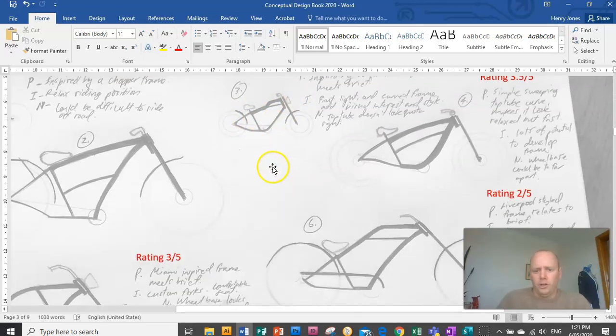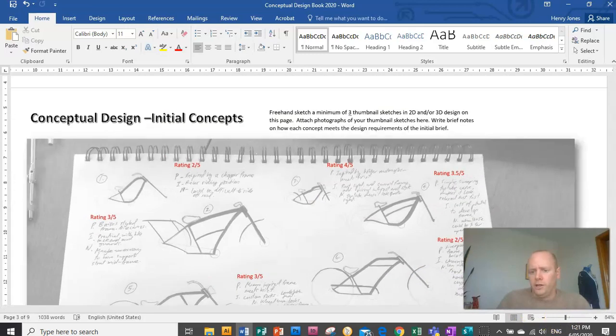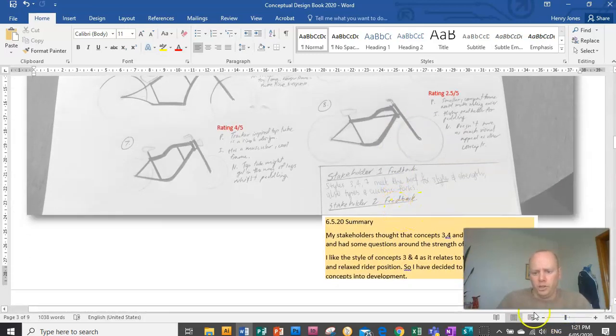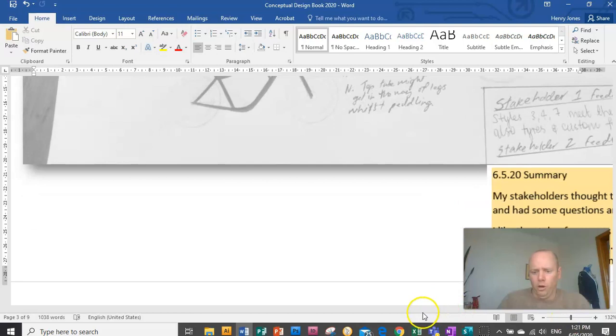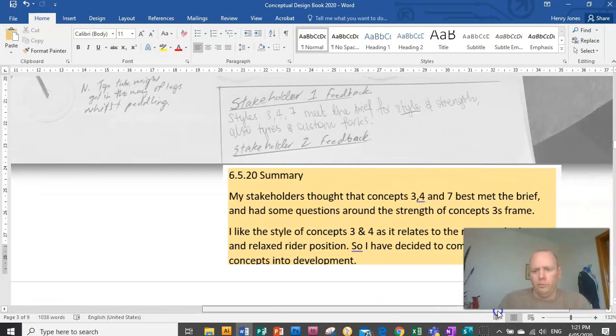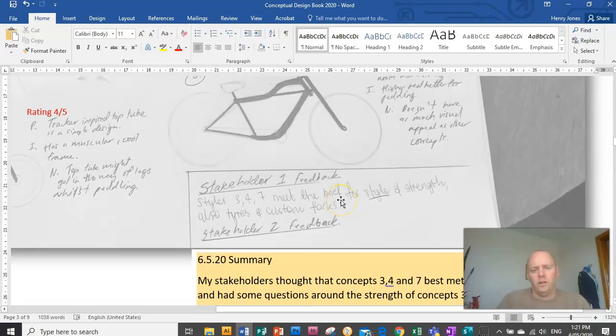Now, I showed all these designs to my stakeholders, which you guys should do the same. You need to show it to both of your stakeholders. One of your stakeholders will be me, so you need to show me your designs. I'll give you some feedback. The best way to do that is to send me a picture of your design work page by page on chat. Then I can give you much quicker feedback than by email or using the class notebook. So use that chat feature in Teams.